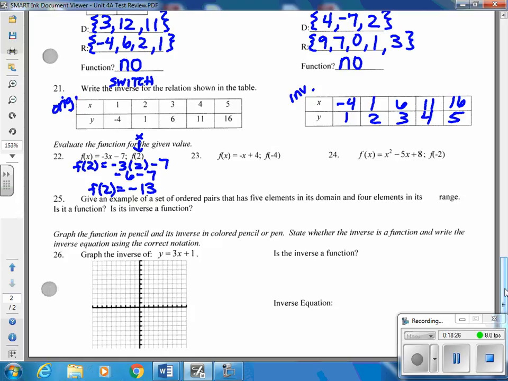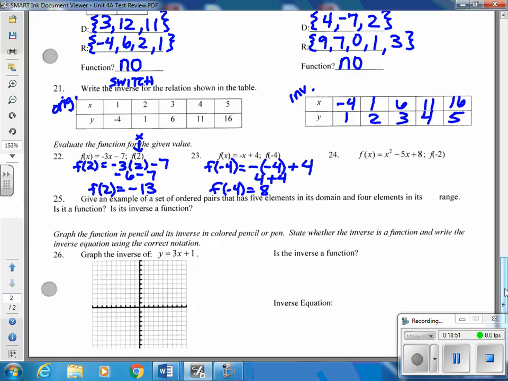For number 23, be careful on this one, right? Because when we do f of -4, there is a negative sign in front of the x, but the value of x is also negative. So you have created 2 negatives in that problem. If you drop one of them, your answer will come out wrong. So now we know that -4 turns into a positive. So this is +4 plus 4, and that means f of -4 is going to equal 8.